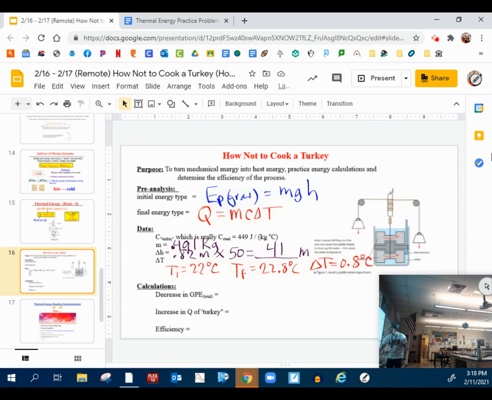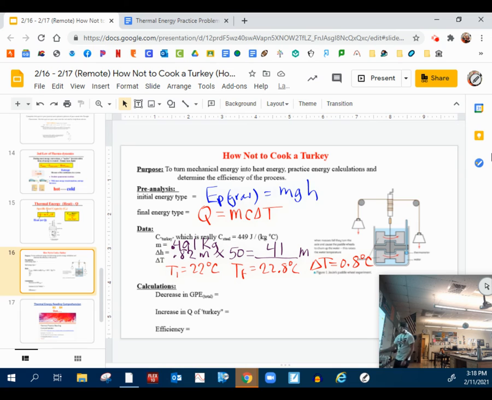Okay, now notice our data. So this is where you're going to do the calculations now. But the initial energy type was mgh. The final energy type was mcΔT. You've got all of your data here. You've got mass. You know what gravity is. You have got delta h, height is 41 meters. You've got the Q equals mcΔT. You've got m again. You've got c, which is 449 joules per kilogram degrees Celsius. And you have delta T of 0.8.